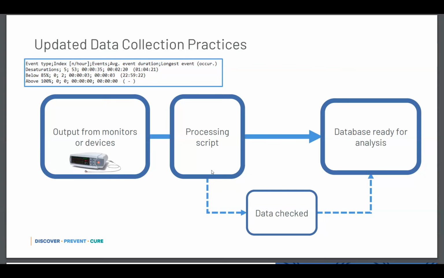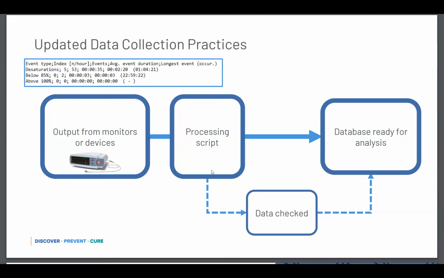And I've added in this data checking point to the flowchart because that time that we've saved from our research assistants manually copying the information across, they can now use that time to check that the numbers actually make sense. So you might have a monitor that fell off of the patient overnight. And it's very obvious for a research assistant to see if that's happened. It makes no sense to me.